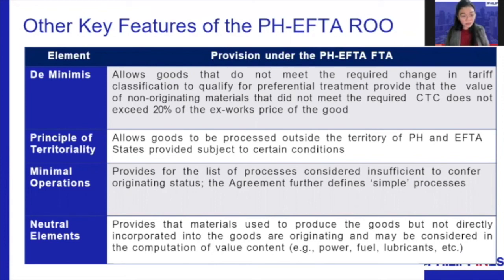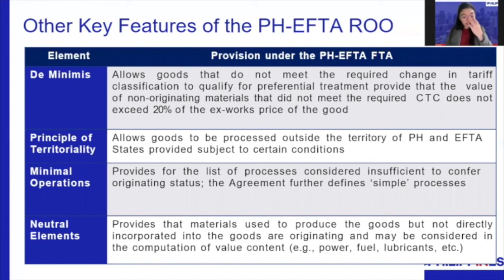Then we also have minimal operations, wherein it provides for the list of processes considered insufficient to confer originating status. The agreement further defines simple processes. Then finally, we have neutral elements.